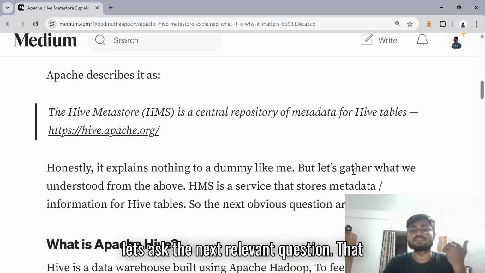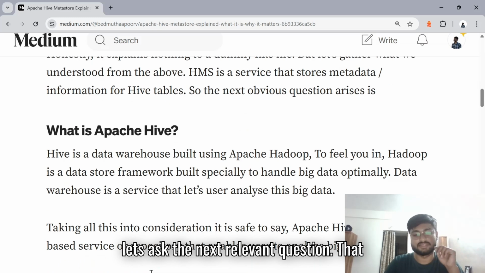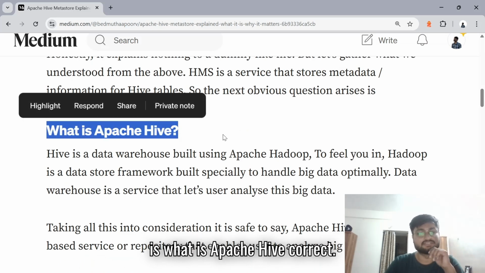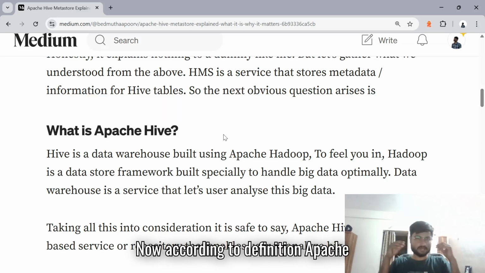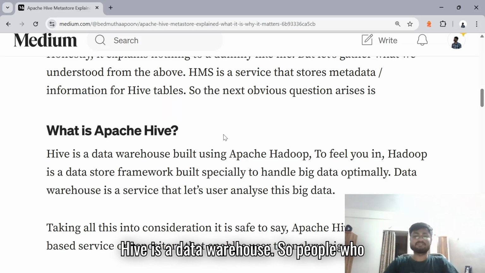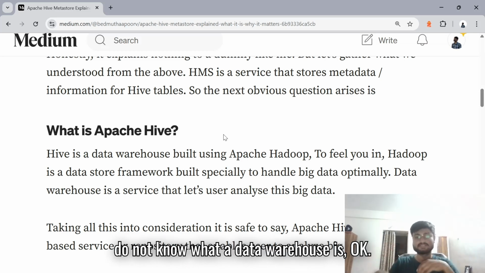So let's ask the next relevant question: what is Apache Hive? Now, according to the definition, Apache Hive is a data warehouse. So for people who do not know what a data warehouse is, okay.